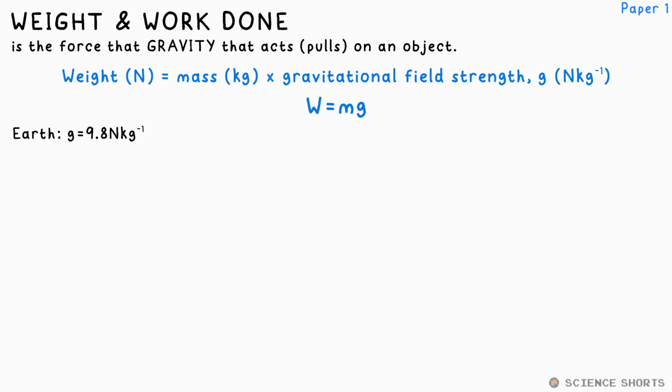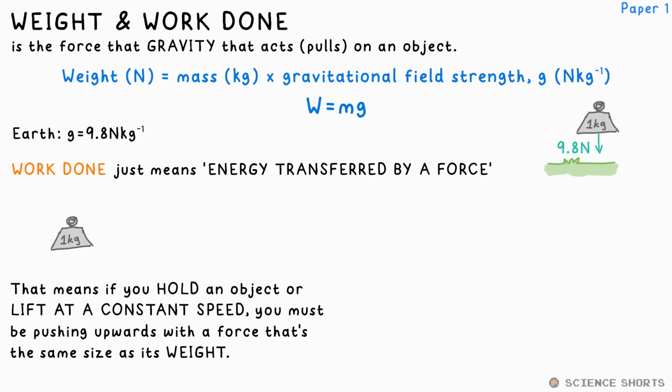Weight is another name for the force due to gravity that acts on an object. It's calculated by multiplying the mass in kilograms by gravitational field strength, or g, which here on Earth is 9.8 newtons per kilogram. Now, if you hold an object up with your hand, you must be pushing up with a force that is equal to its weight in order for the forces to be balanced and so it doesn't accelerate. However, that means that if you lift it upwards at a constant speed, that's also true.